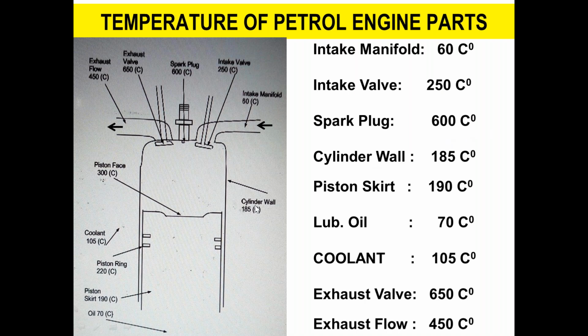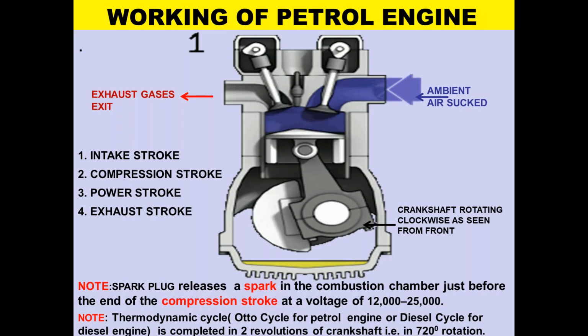Cylinder walls are kept at 185 degrees Celsius, and this is the piston skirt. This is maintained at 190 degrees centigrade, lubricating oil at 70 degrees, and the coolant, around this cylinder, is maintained at 150 degrees Celsius. This is the exhaust valve which attains a temperature of 650, and the exhaust flow is at 450 degrees centigrade.